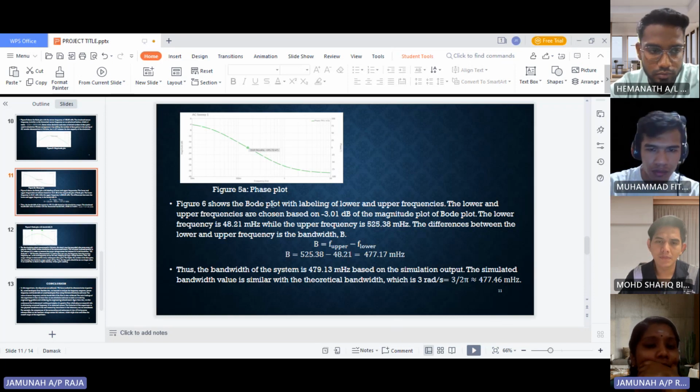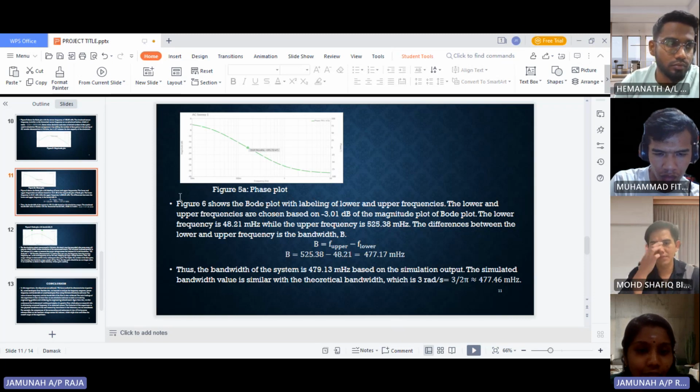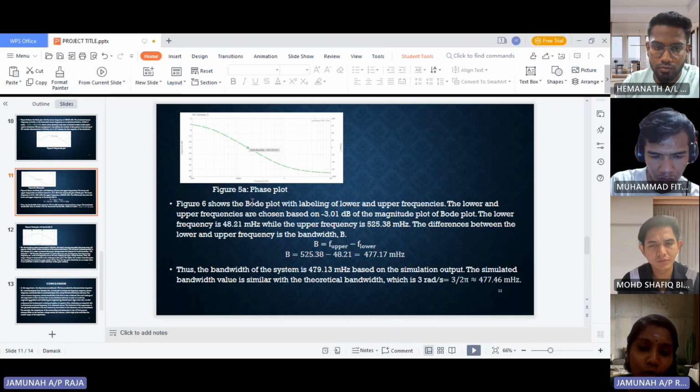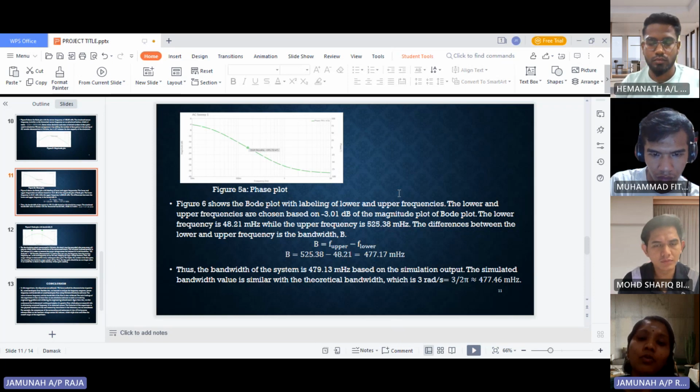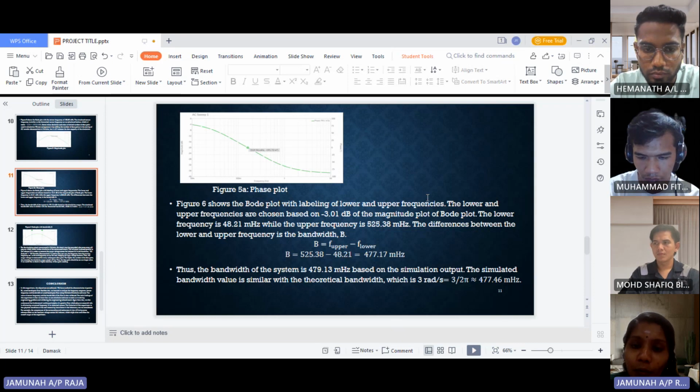Okay, this one, figure 5A, is a phase plot. Figure 6 shows the plot with labeling of lower and upper frequency. The lower and upper frequency are chosen based on negative 3.01 dB of the magnitude plot of both plots. The lower frequency is 48.21 megahertz, while the upper frequency is 525.38 megahertz.